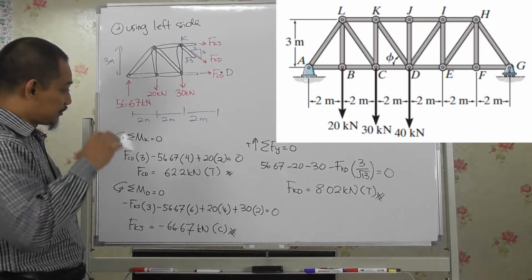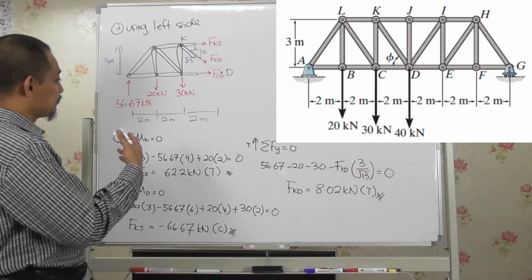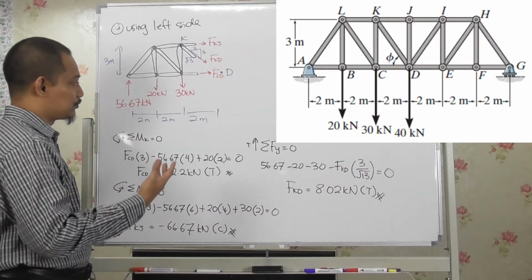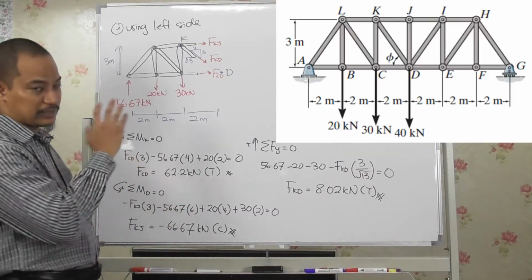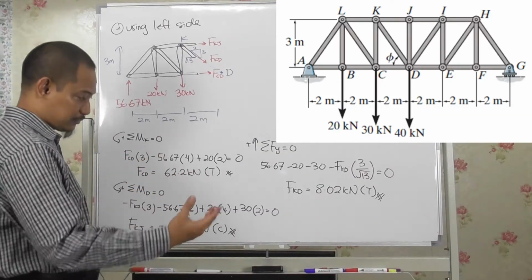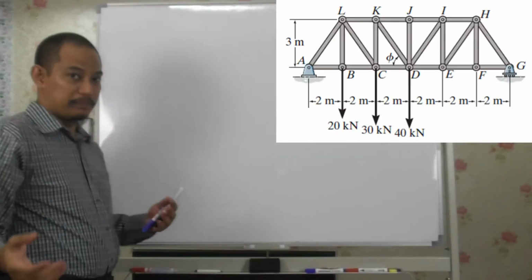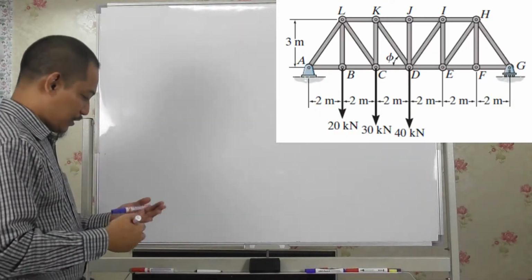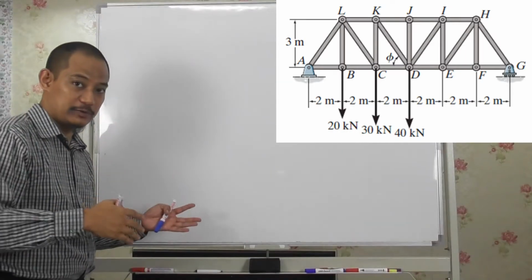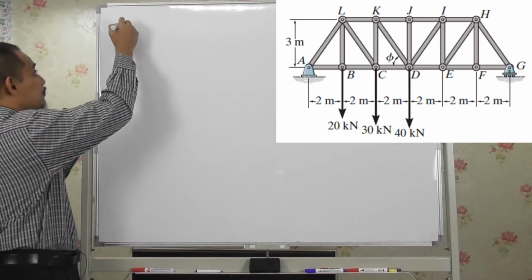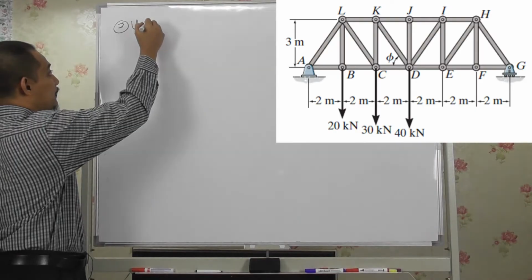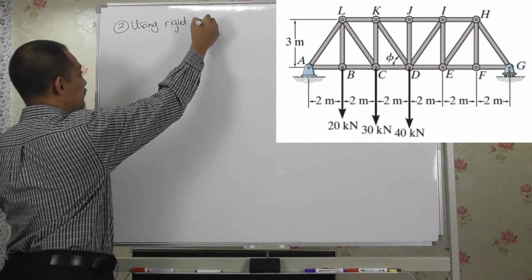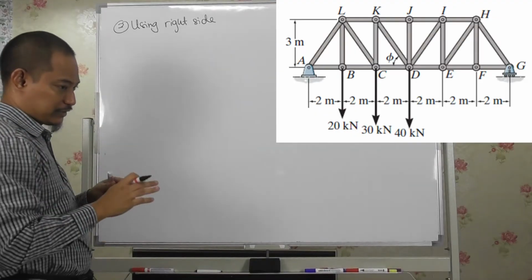All right, so we have shown how to, because this is the end of the calculation, but we also want to try to show what if we use the right side. Let's do that. Okay, so based on the same support reaction from the first step, what if we do not use the left side, we use the right side? So number 2, using the right side. So we'll have to draw the right side.